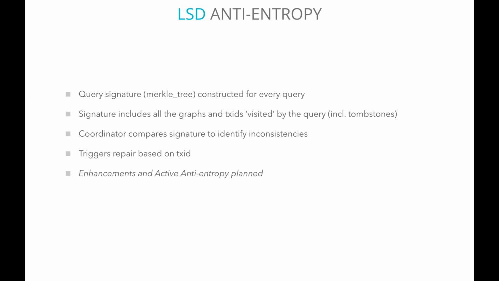And in the case of a conflict, what we can do is issue a read repair by playing back that transaction ID from the replica nodes to this particular node that was missing data. And we are enhancing this by using active anti-entropy, in the same way that Riak KV is using it now.